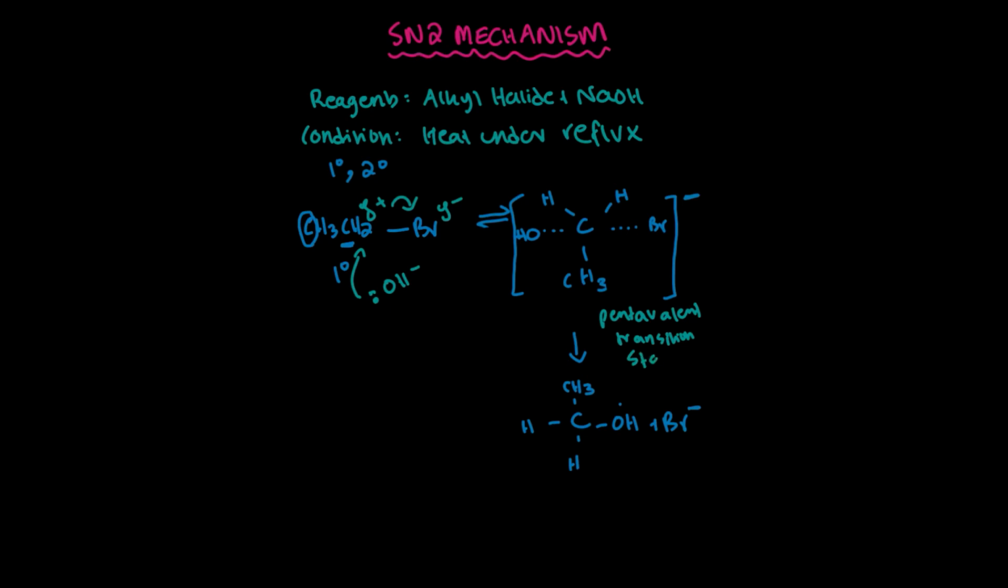And this state is going to be negatively charged. So what's going to happen after this is that this bond is going to break heterolytically, and it's going to result in the formation of an alcohol, which in this case is going to be a primary alcohol, and a Br- ion. And this Br- ion is going to react with sodium to produce NaOH. So this is the SN2 mechanism.